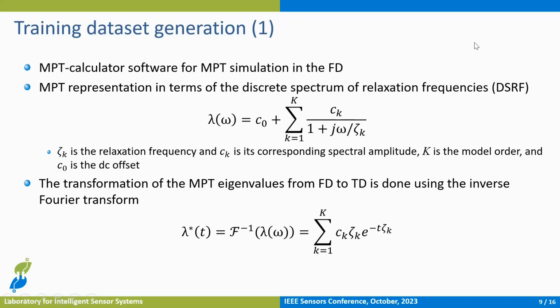And once we simulate the object in the frequency domain, as we are working in the time domain, we need to transform it. To do so, we do 3 steps. The first step is a representation of these features in terms of a discrete spectrum of relaxation frequencies. This model has a theoretical background, and is convenient because it allows a table-based transform from frequency to time domain.